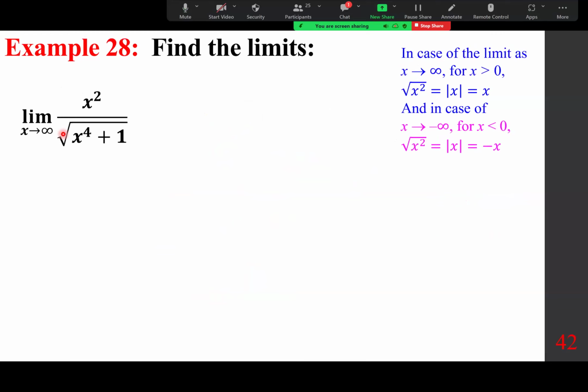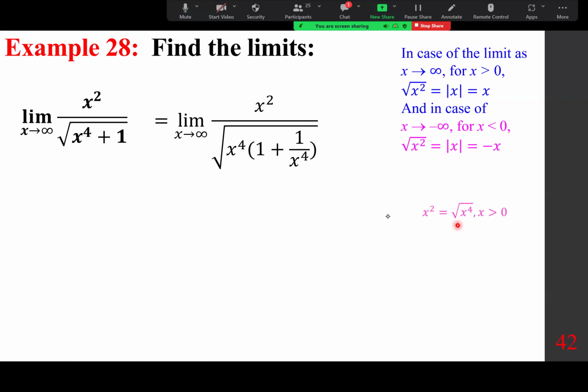We want to find the limit of x squared over the square root of x to the power 4 plus 1 as x approaches infinity. And again, you're dealing with the square root. However, we remember this. And so first and foremost, we're going to take the x to the power of 4 out from the inside. And it just comes out as x squared because x is positive.